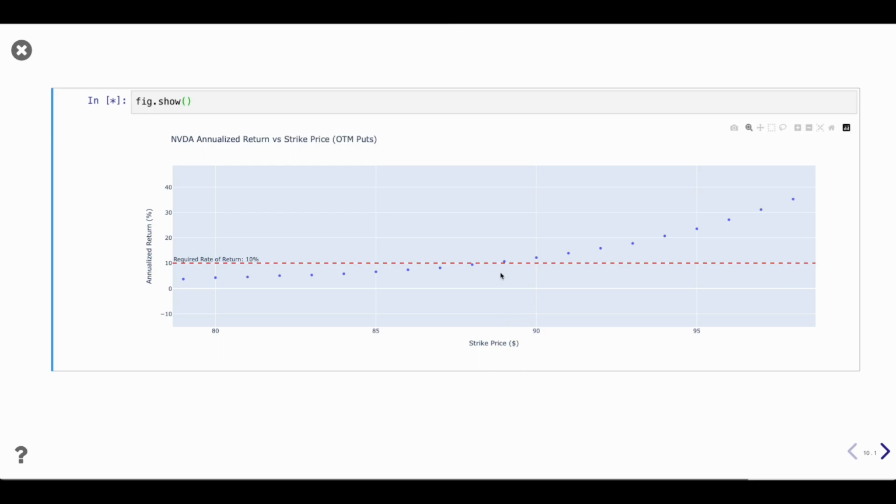So what does this mean? For example, if you look at this option here, it has a strike price of $89, and the annualized rate of return is 10.66%. Whereas if we go one strike price below at $88, now the annualized rate of return is at 9.4%. So if we had a very strict required rate of return at 10%, then we would have to ignore this put option and all other put options below it.